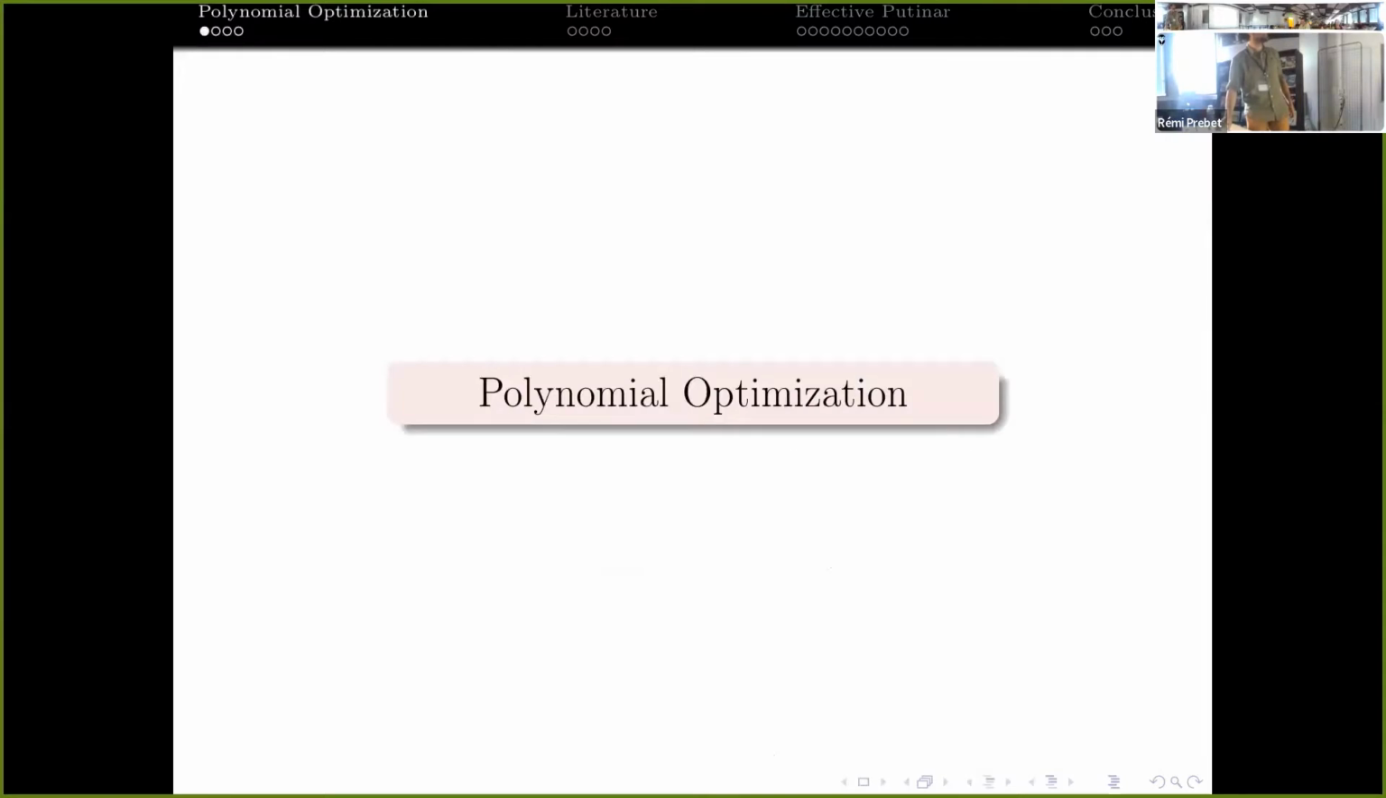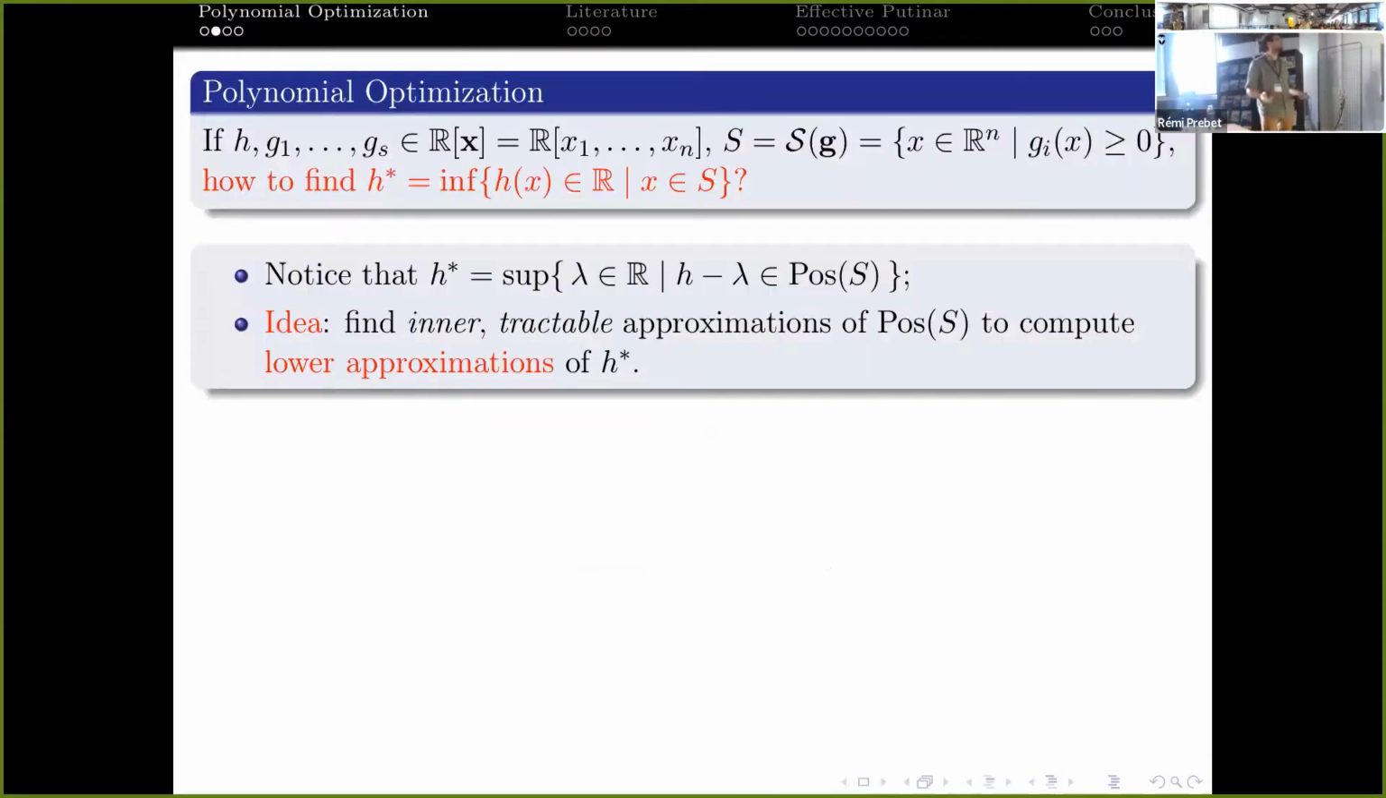And okay, let's start like everyone here, recalling the basics of polynomial optimization, just to fix the notations that I will use in the talk. So we have our objective function, which I call h, which is a polynomial in n variables, and we have the inequalities g1, ..., gs, which are again polynomials in n variables. The inequalities define the basic closed semialgebraic set X in R^n, so the points x in R^n such that gi of x is greater or equal than 0. And the goal of polynomial optimization is to find ways to compute the infimum h star of h on the basic closed semialgebraic set X.